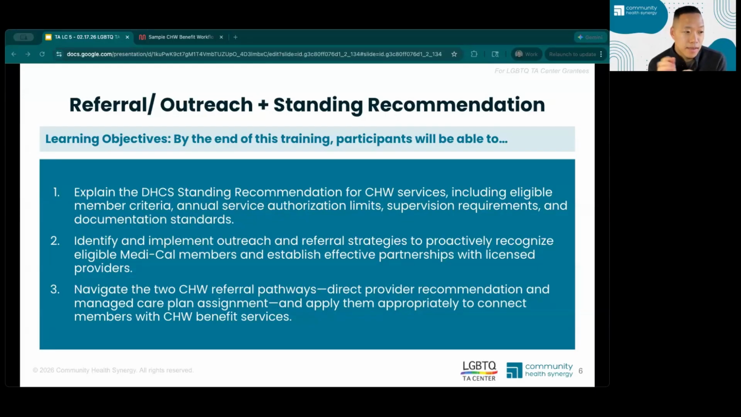Secondly, we're hoping that by the end of this conversation, we can identify some outreach and referral strategies to recognize eligible members and to establish partnerships, whether in-house or outside your organization, with licensed providers. And then we'll navigate a couple of referral pathways and apply them appropriately to connect your members with CHW benefit services. So how does this sound in terms of learning objectives for Amber and John?